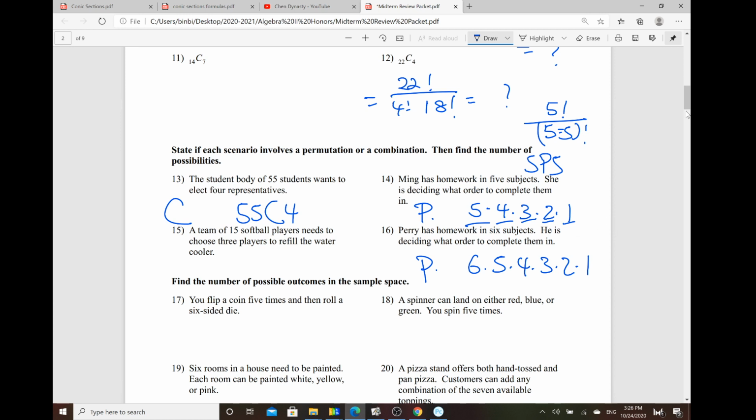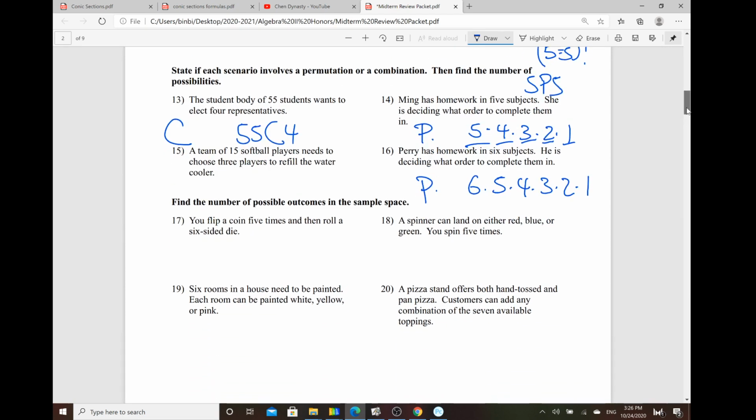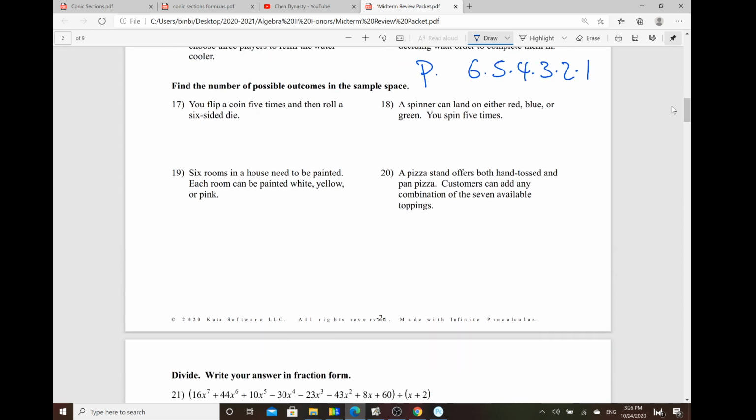And then the other one is quite similar. So you want to find out whether order matters or not. If order does matter, that means permutation. If order does not matter, it's combination. So find the number of possible outcomes in a sample space. A spinner can land on either red, blue, or green, and you spin 5 times. So either red, blue, or green, so 3. And how many times? 5 times. So 1, 2, 3, 4, 5, using the fundamental counting principle.